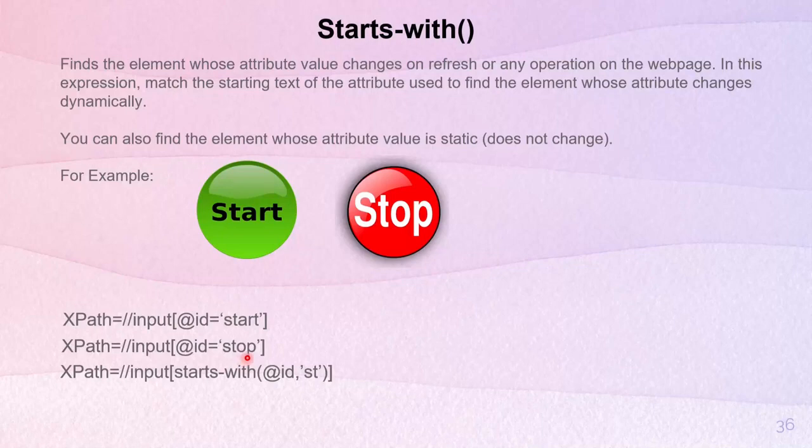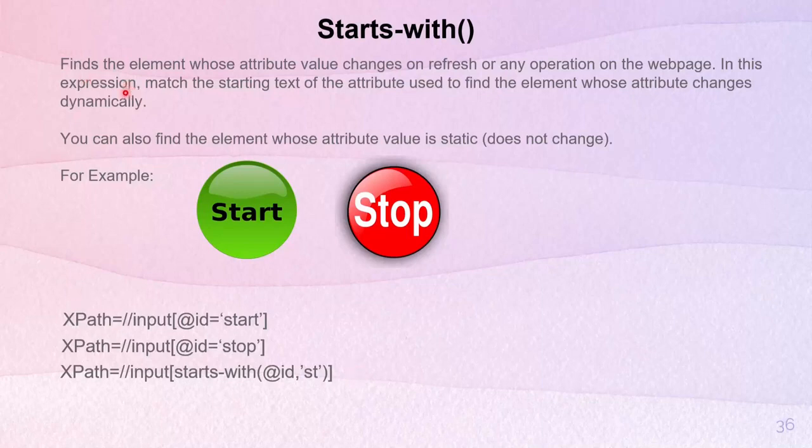So in this case, we will use the starts with operation. Now over here, you can see there are two letters in common, right? The S and T. These are the two letters that are in common over here. So what I'm going to do is use a starts with function. I'm going to write starts with @id and st. In this case, it will detect the start operation as well as the stop operation. So this is the advantage of starts with.